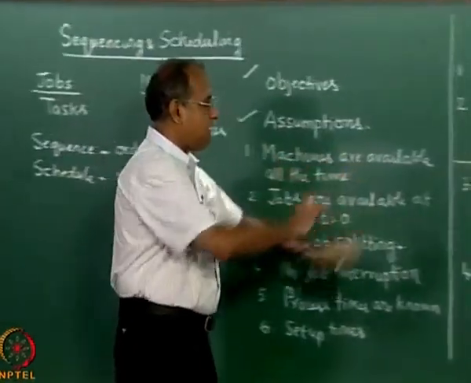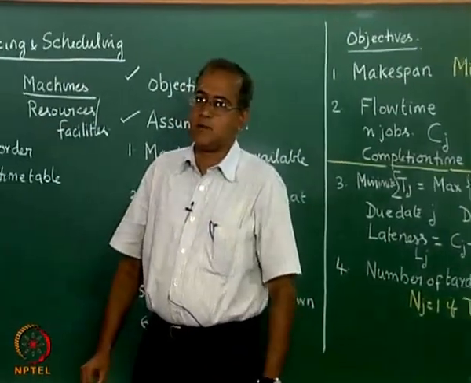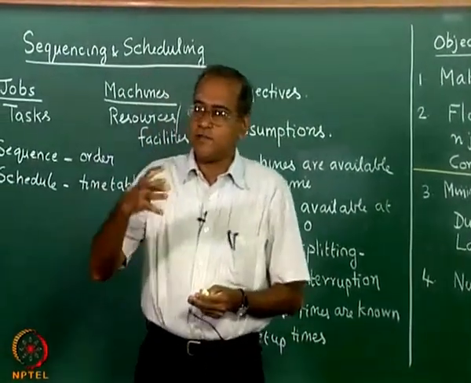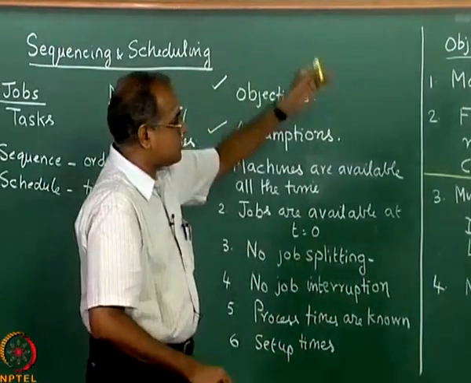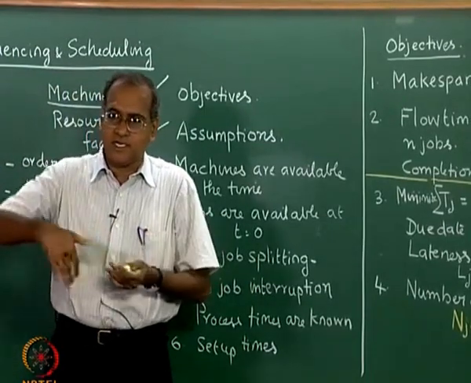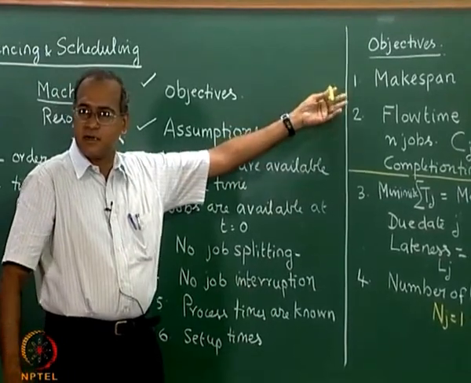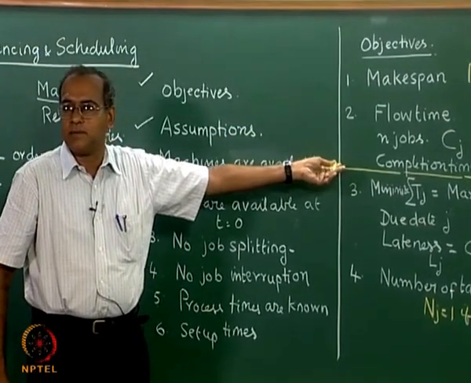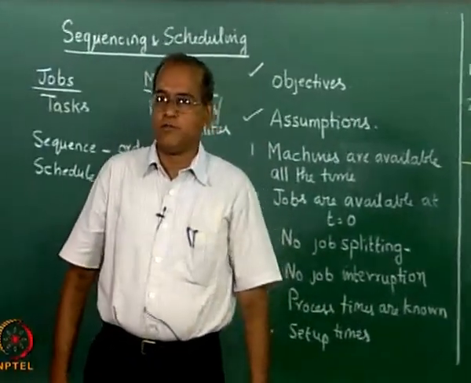The remaining 5, objectives 3 to 7, are called external objectives or external measures, where the role of the customer comes in the form of a due date. The first 2 are internal measures, where the organization within itself is trying to optimize a few things like early completion, less inventory, and so on. Now these external measures are more important from a customer point of view.